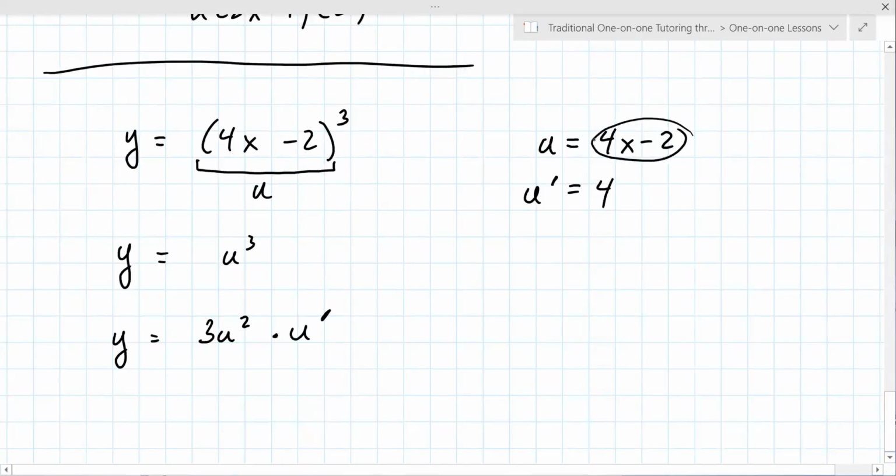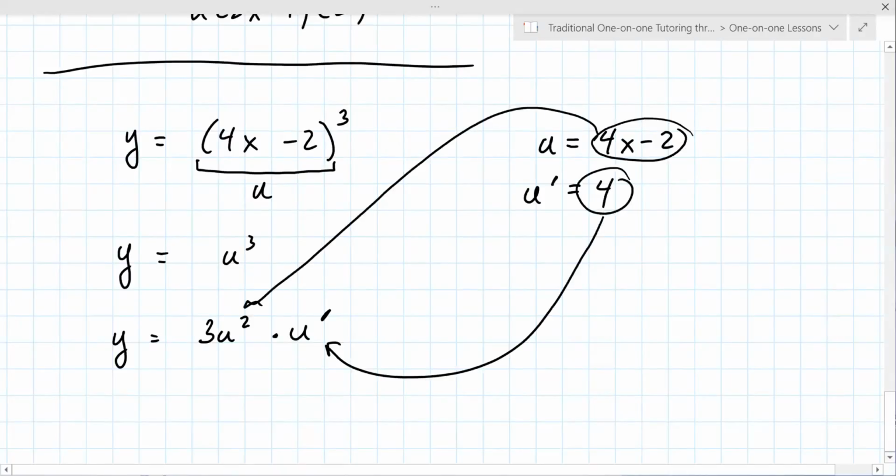And so you take these and you plug them back in. Wait, why is it u cubed? Because I said u is 4x minus 2. I'm making a substitution. So everything we're doing today is about substitutions. You substituted the 4x minus 2 with the u? Yes. Okay.